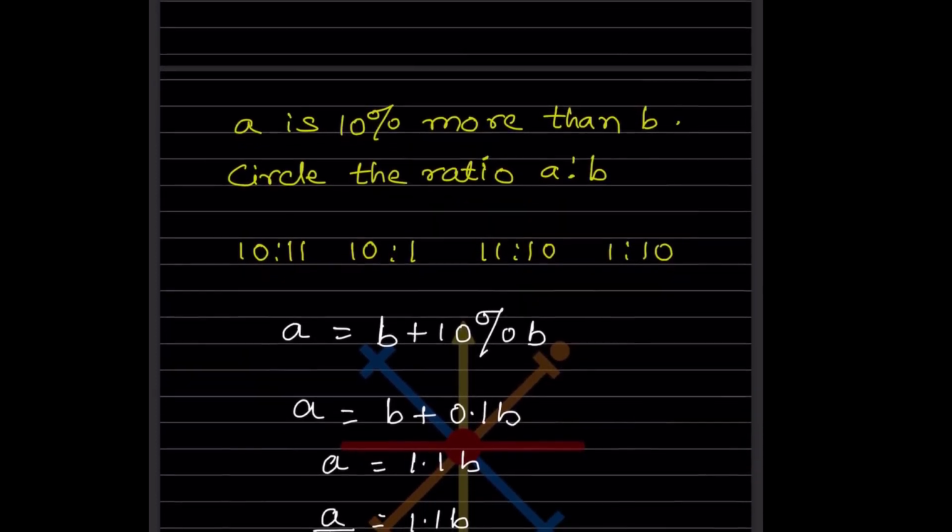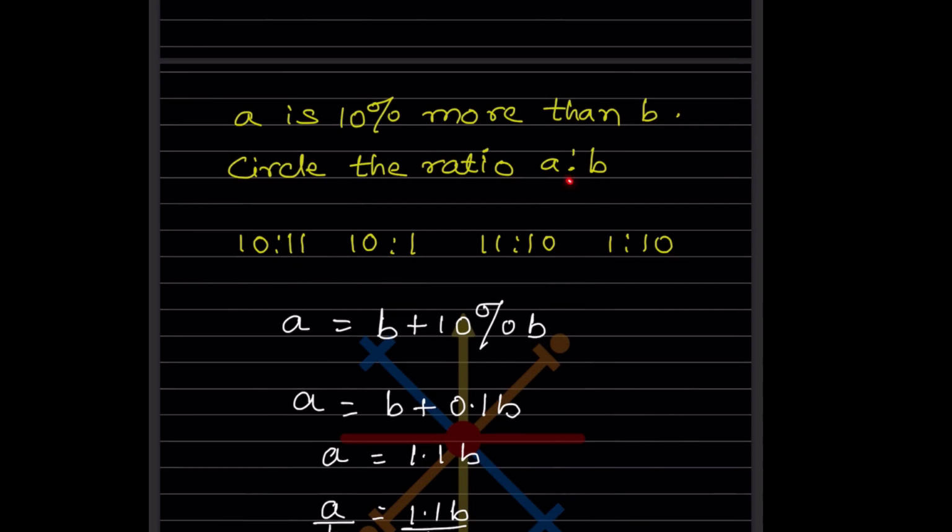So A is 10% more than B, and circle the ratio A is to B. So these are the options given. A is 10% more than B. So A is B plus 10% of B. So how are we going to write this one? 10% more than B means B plus 10% of B.